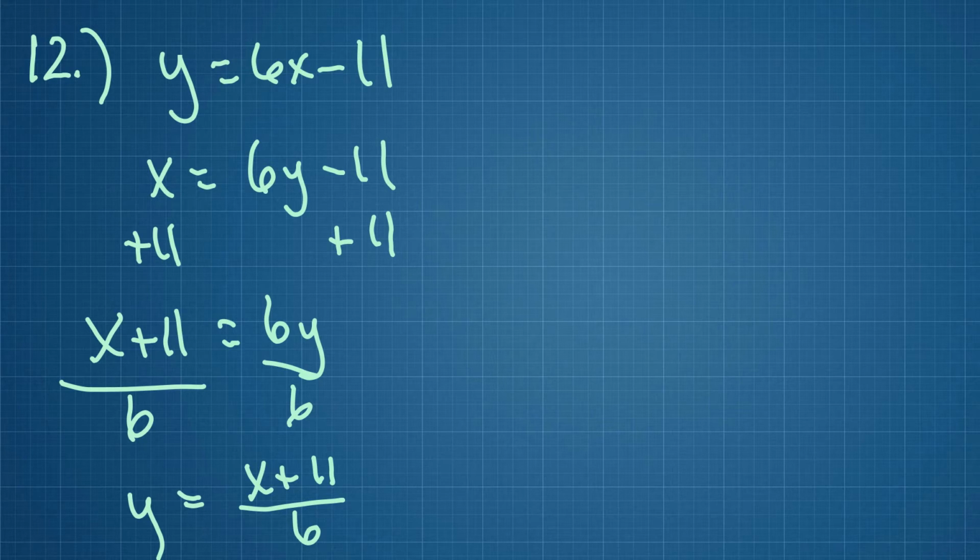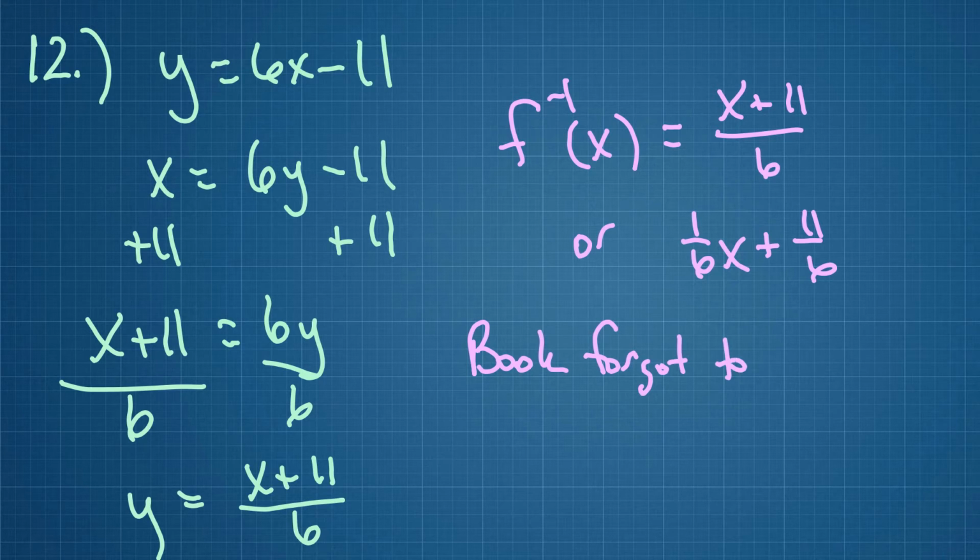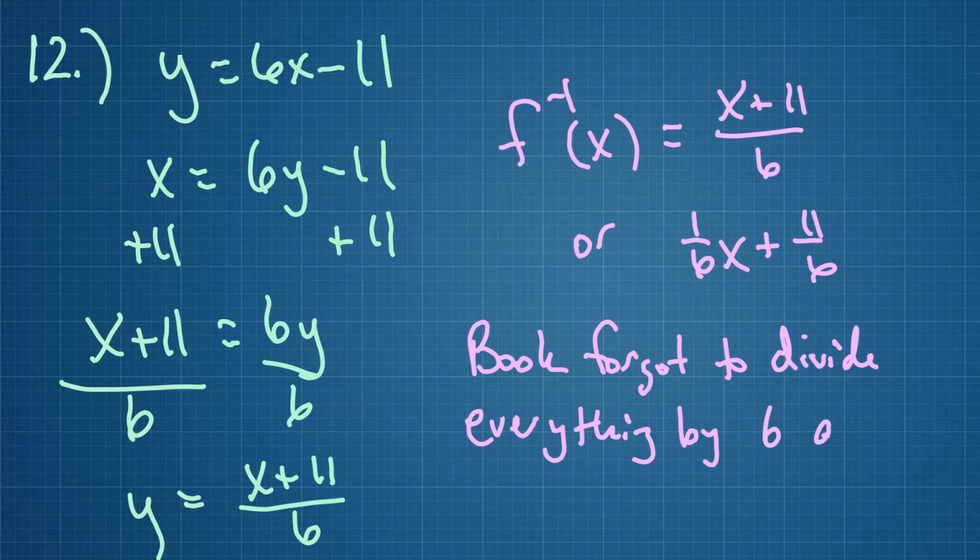So remember, you have to rewrite your final answer as f negative 1 of x equals x plus 11 all over 6, or you could make it 1/6 x plus 11/6. Now if you write it this way, you see that they forgot to divide everything by 6, and they forgot f negative 1 of x, or f inverse of x. So they forgot two things. All right, and that's it for 12.